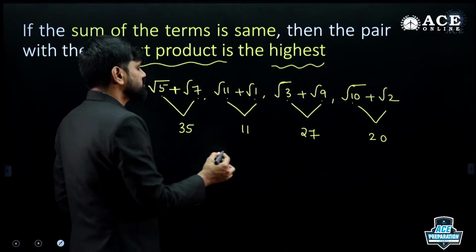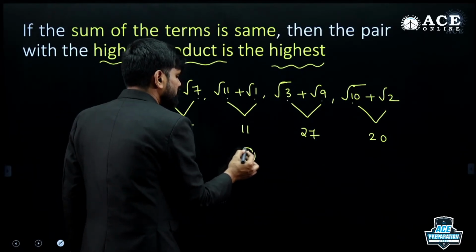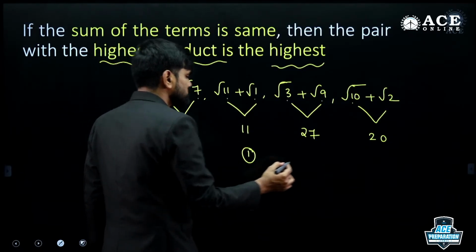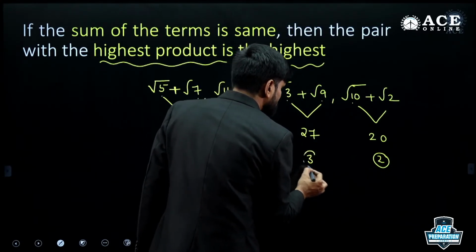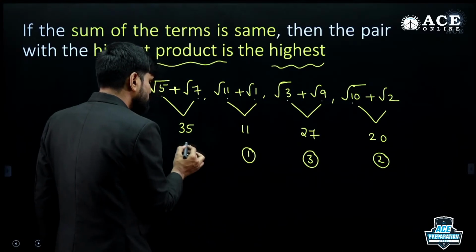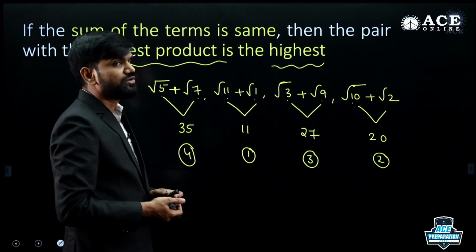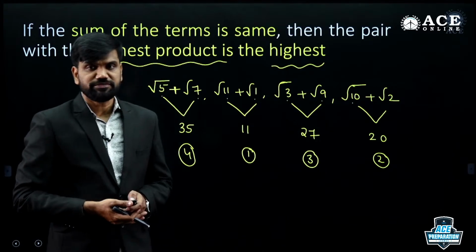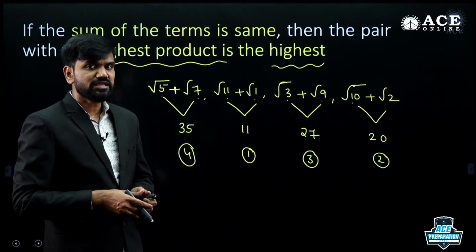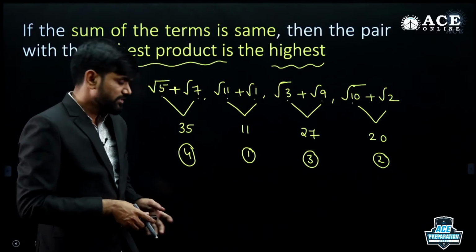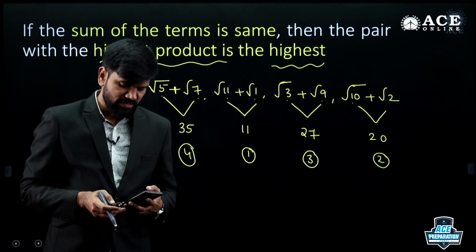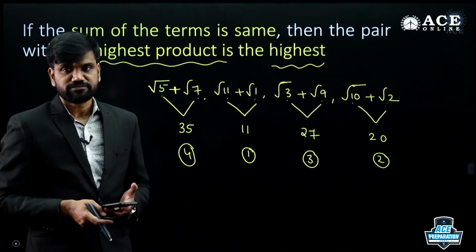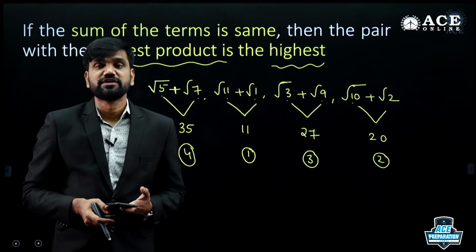Which is the smallest? Smallest, I will give it as first. This is second smallest. This is third. This is the highest. So the highest among these is what? Root 5 plus root 7. Is this idea clear or any doubt in this? If there is any doubt, please let me know. I'll clarify that. Otherwise, I'll move on to the next model. So first model is what?